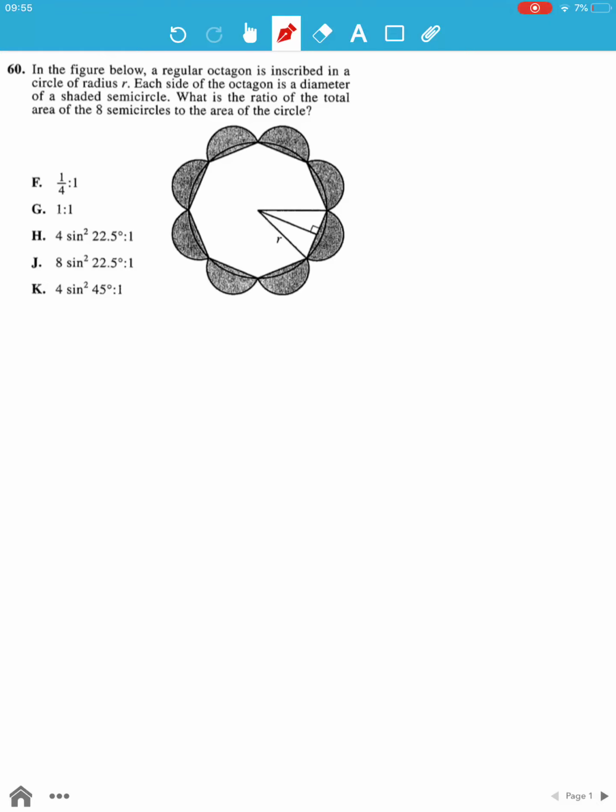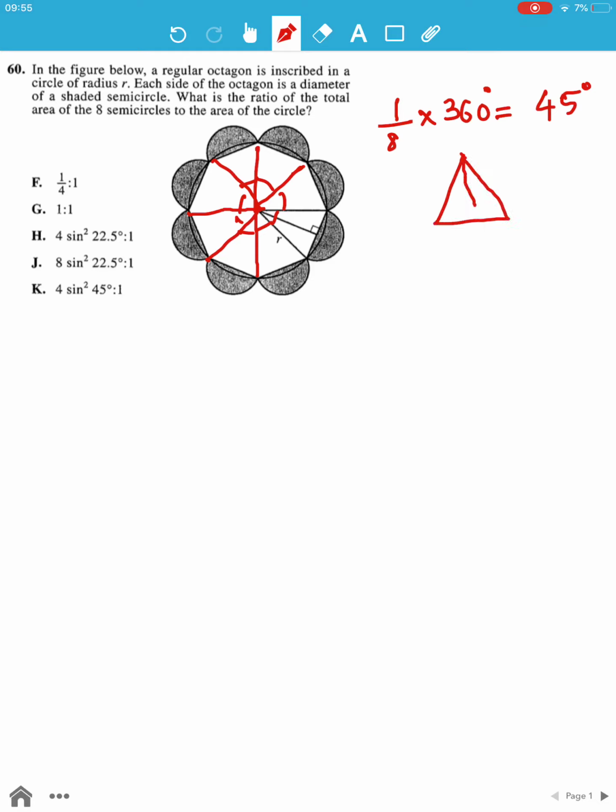For question number 60, we have 8 such triangles that can be formed in the octagon, and all of these angles add up to 360. So if we find 1/8 of the total 360, we get 45 degrees. We can individually draw out one triangle.